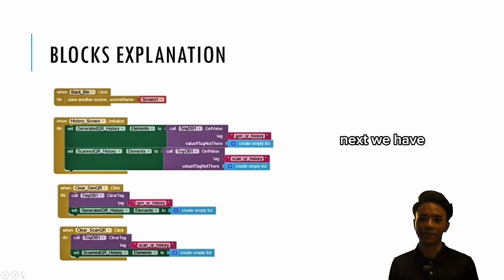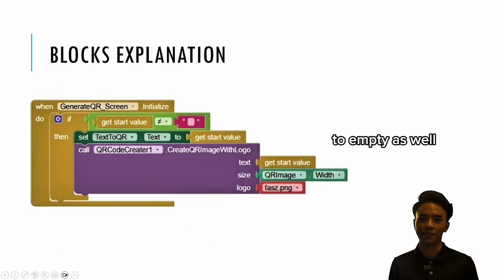Next, we have clear generate QR history. When the clear generate QR button is clicked, the app deletes all stored generated QR code history by clearing the generate QR history tag in TinyDB and resetting the display list to empty. The last one is clear scan QR history. When the clear scan QR history button is clicked, the app clears the stored scanned QR code history by removing the scan QR history tag and resetting the display list to empty as well.